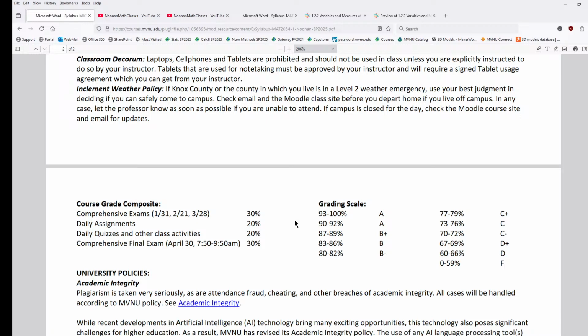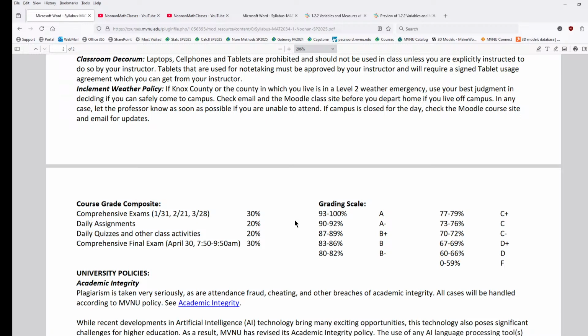Yeah, I guess I edited, yes. I didn't edit the cardstock, it's wrong. Is the date right? The date's right. Yeah, you can change comprehensive final to 30% from 20%. So my apologies for that.